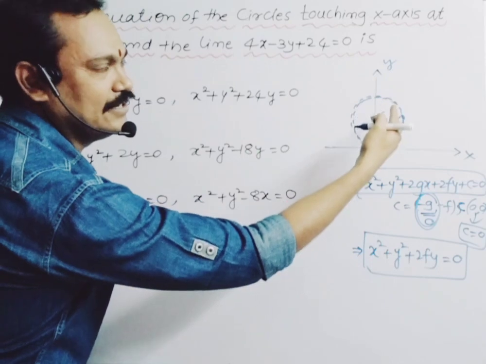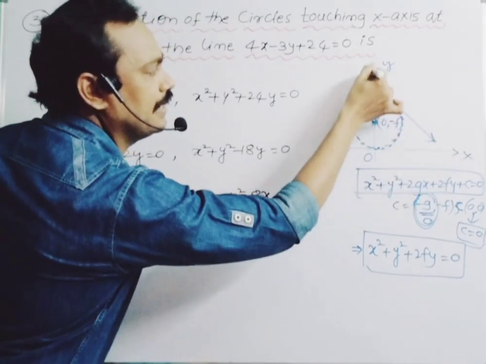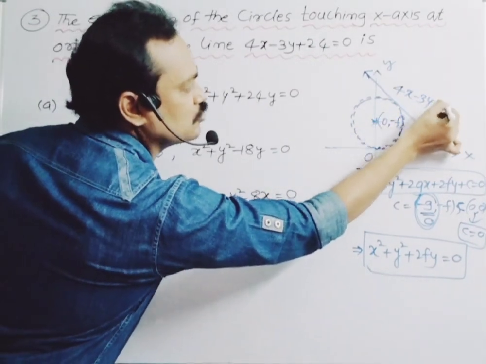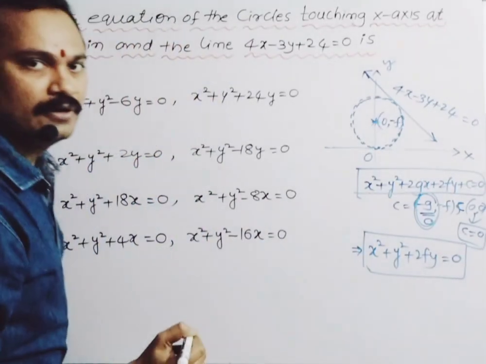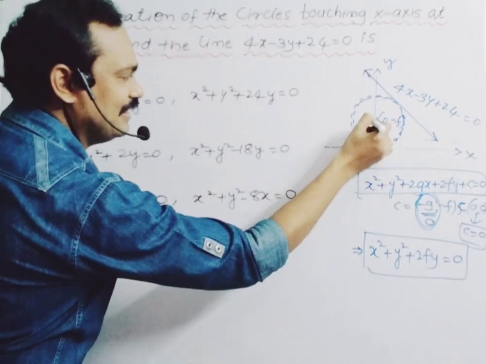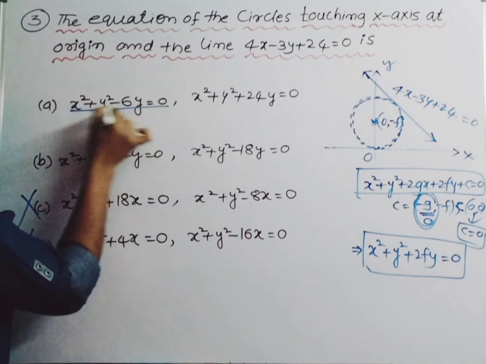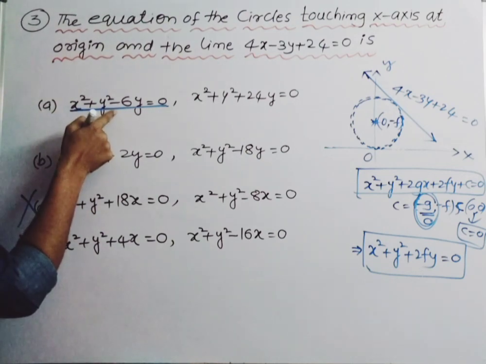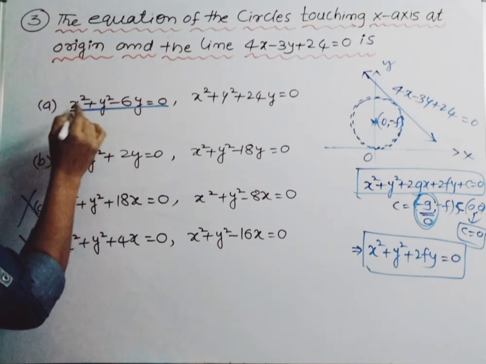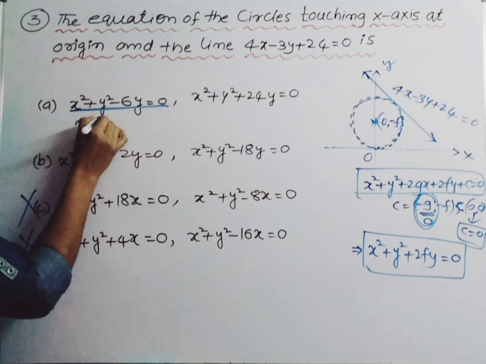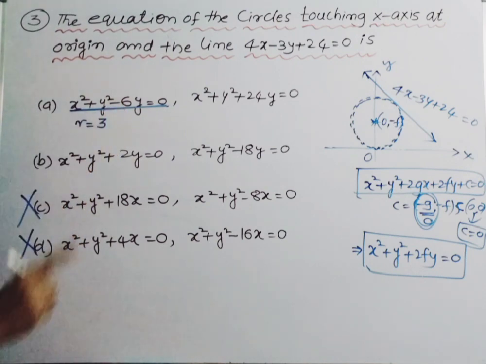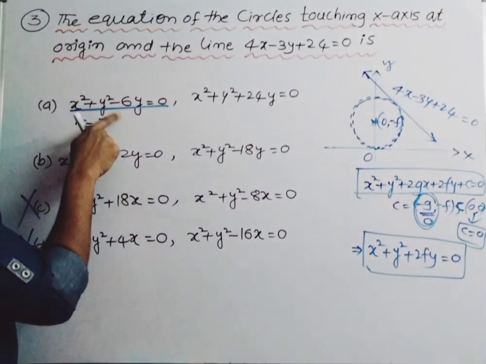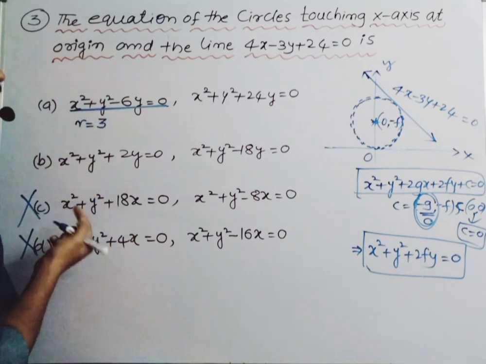this circle is touching one more line. What is that line? 4x minus 3y plus 24 equals 0. Okay, you have to check the radius. Suppose you are considering this circle equation, what is the radius of the circle? Can you tell? 3 units. Root over g square plus f square minus c, g term 0, c term 0, root over f square, means 2 into minus 3 whole square, 3, right?